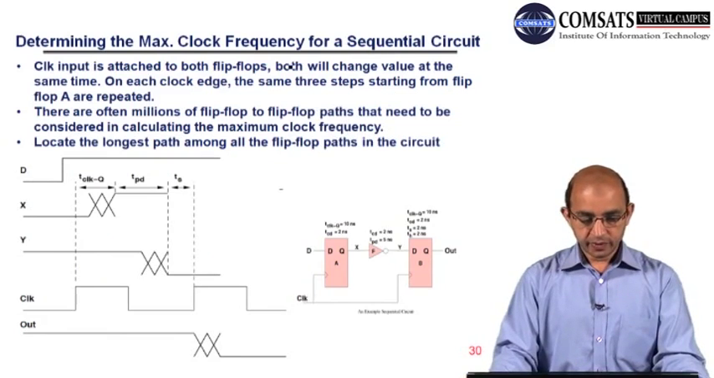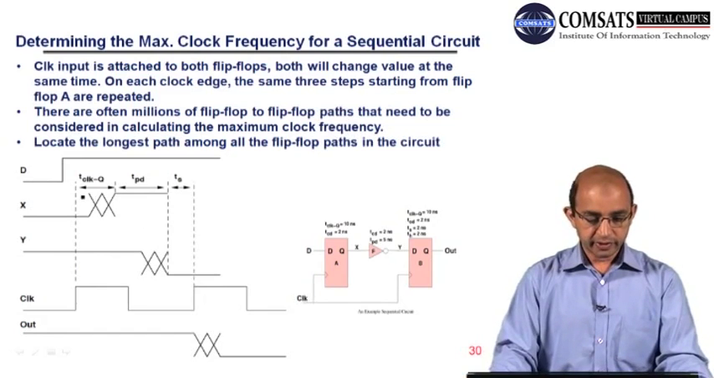Here again is the timing diagram. You can see this is the input D, this is X, and this is Y, and this is the clock. This is the propagation delay. Here we have the TPD, which is basically for this one: this is the propagation delay for the flip-flop, and this is the propagation delay for this combinational element. And this is the hold time.